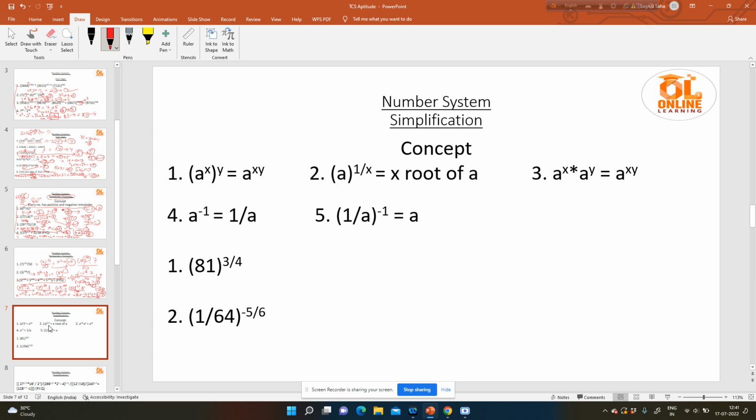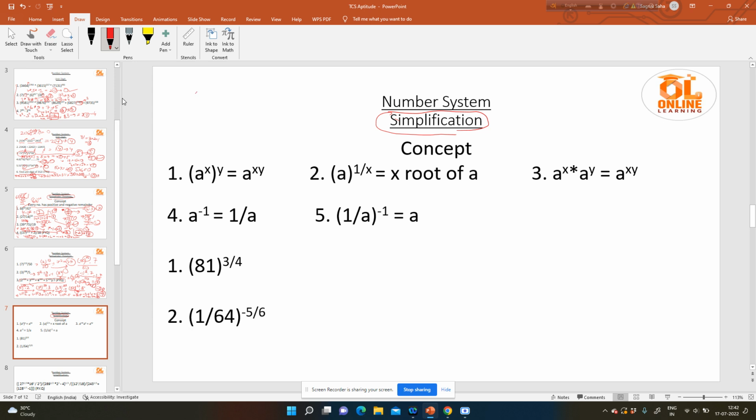Now let us move to another topic of the number system, that is simplification. In simplification, basic types of questions will come, but your time will be less, so you have to do it as fast as possible. Most of you already know, but again I will repeat it for everyone. If a to the power x is raised to the power y, then the powers are multiplied, so that will be equal to a to the power xy. If a to the power 1 by x is there, then it would be the x-th root of a.